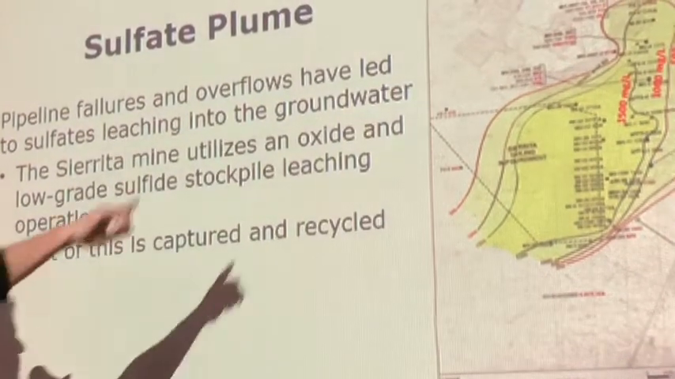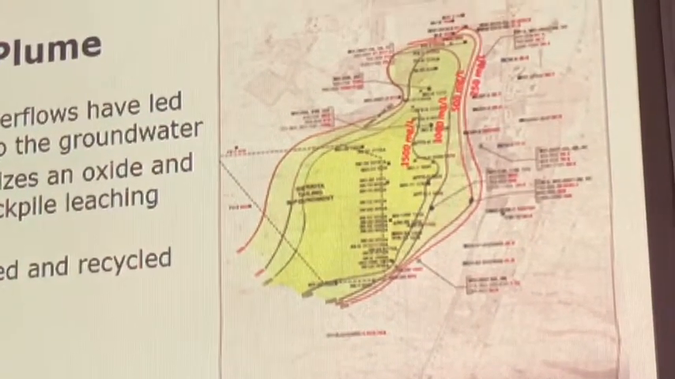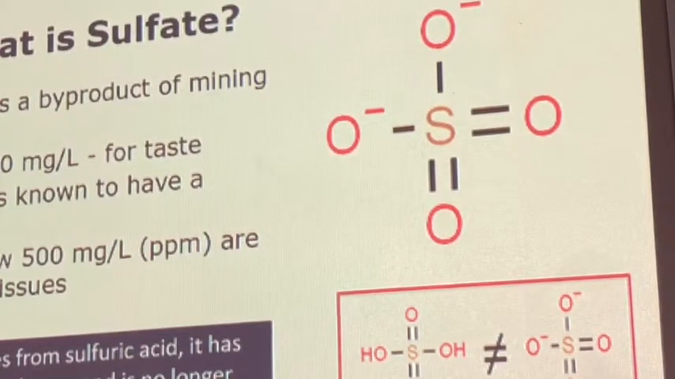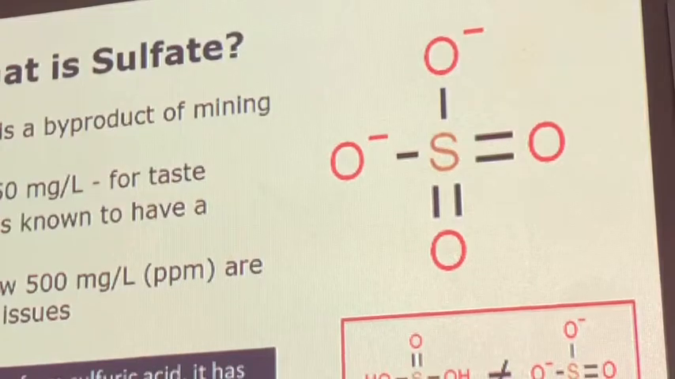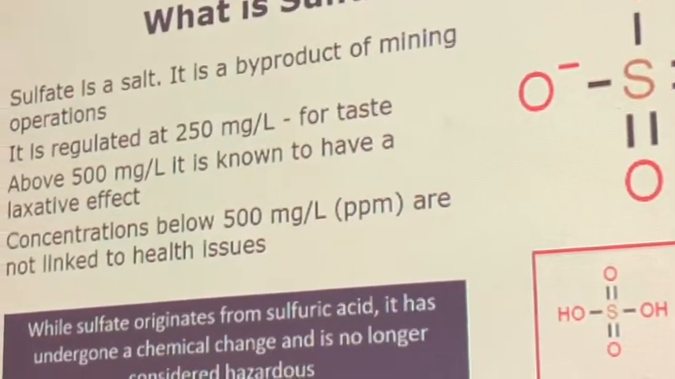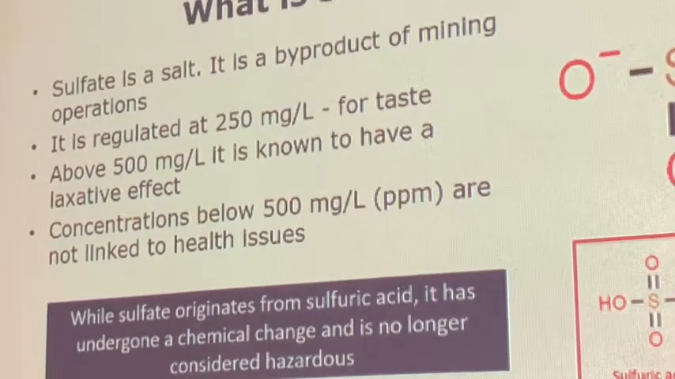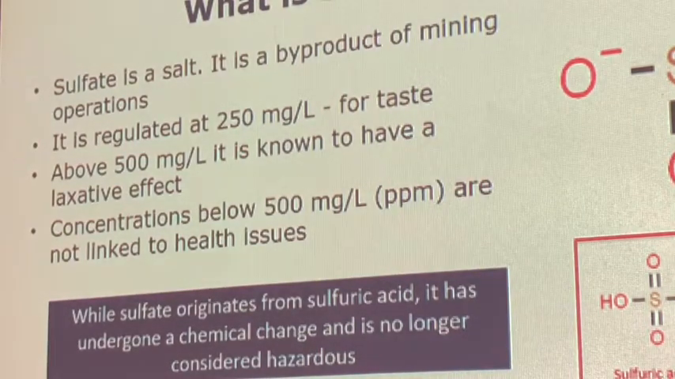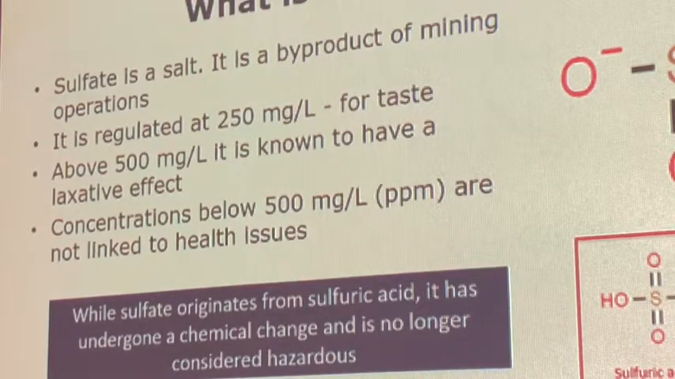And here's the plume. I'm going to show you quite a few slides about the plume so you get a feeling for it and talk about the actual chemistry. So what is sulfate? You can see the chemical formula over there, and it's not sulfuric acid. Some people confuse that and think, oh my God, there's sulfate, it's got to be like sulfuric acid. It's not. It is regulated for taste at 250 milligrams per liter, and above 500 milligrams per liter, it's purported to have a laxative effect.